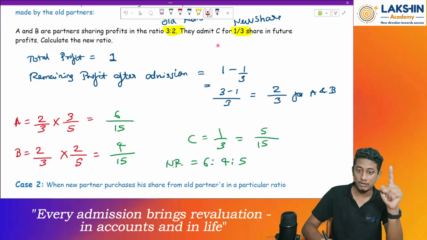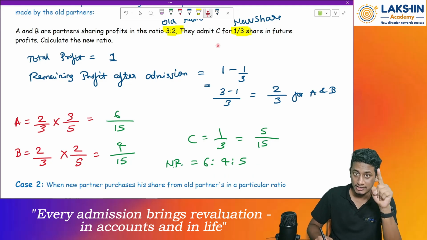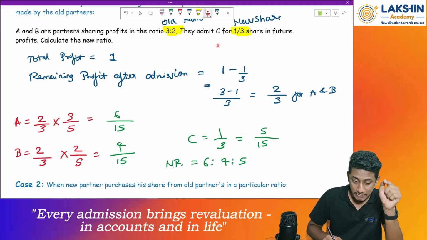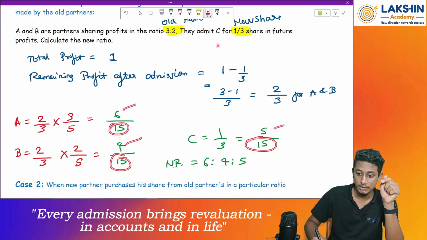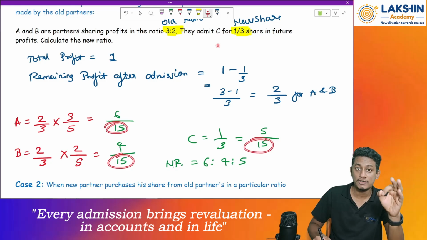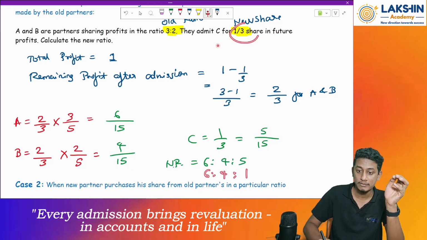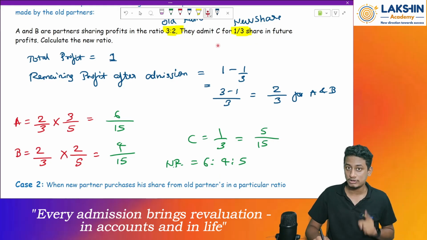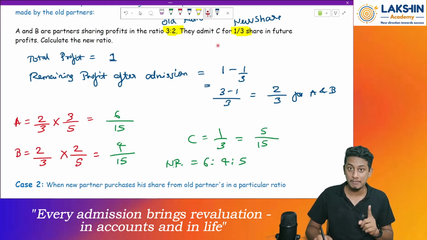Always remember, whenever you are writing the new ratio 6 is to 4 is to 5, the denominator should be the same. Add 6 plus 4 plus 5. How much will that be? 15. 15 is the denominator. This should be confirmed, or else the answer will be 6 is to 4 is to 1. Why 1? Because 1 is to 3, sir. No, this is wrong. Clear? All should be in like terms. Remember like and unlike terms.